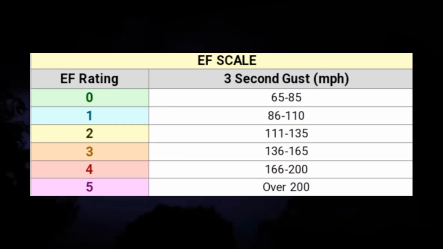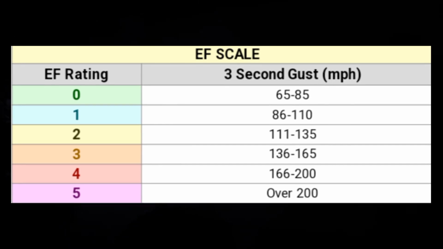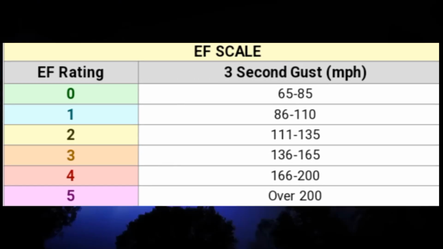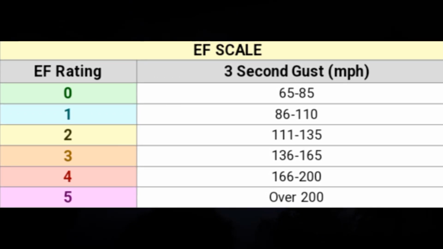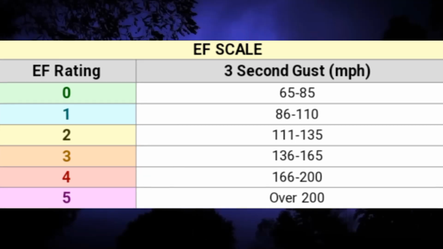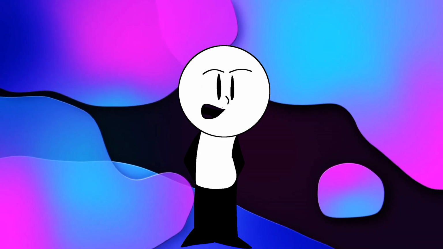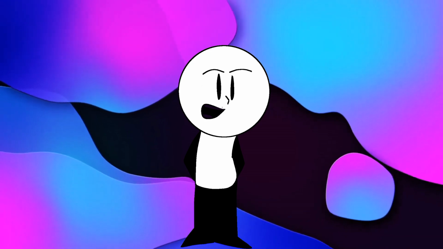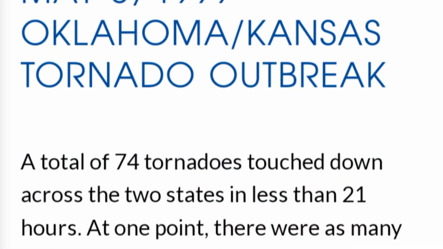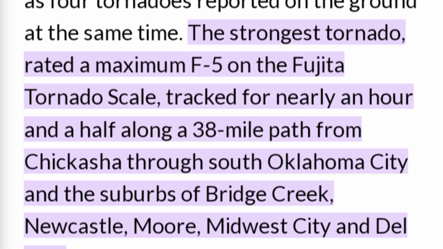The EF scale has been developed to correlate with the original Fujita scale, allowing for more accurate wind speed ratings for tornadoes, which range from EF0, the weakest of the bunch, to EF5, the strongest of the bunch. The previous ratings from the original Fujita scale remain unchanged. For example, the May 3rd, 1999 Moore, Oklahoma tornado remains the same.